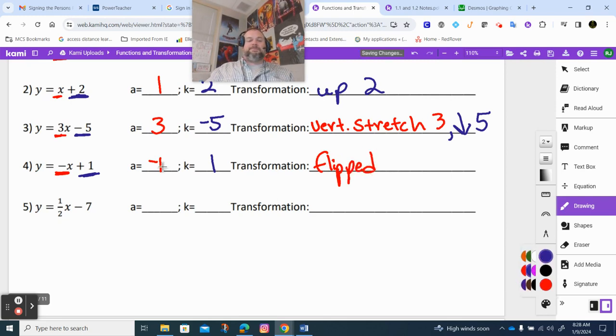All right. Now, our K is positive, so what does that do? Up. Up by 1. Yeah. Slowly, slowly. All right.